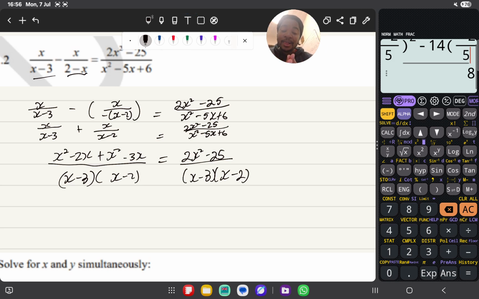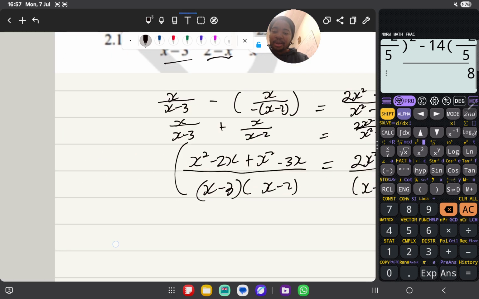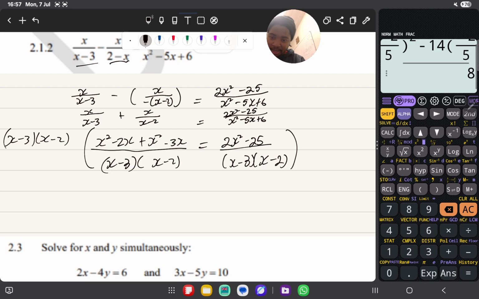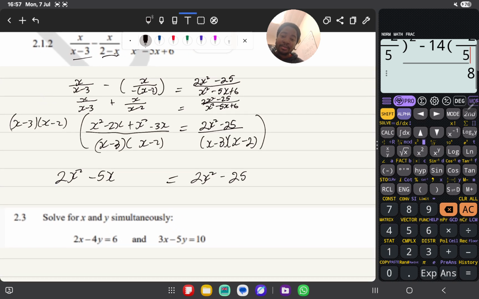Cool. So this is what we have now, and the next step, I am going to destroy these denominators because they are all the same. So on everything I multiply by x minus 3, x minus 2, right? If I multiply everything by that, I'm going to end up with, let me add these two, 2x squared, minus 5x is going to be equal to 2x squared minus 25. Right, that's what I'm going to have.